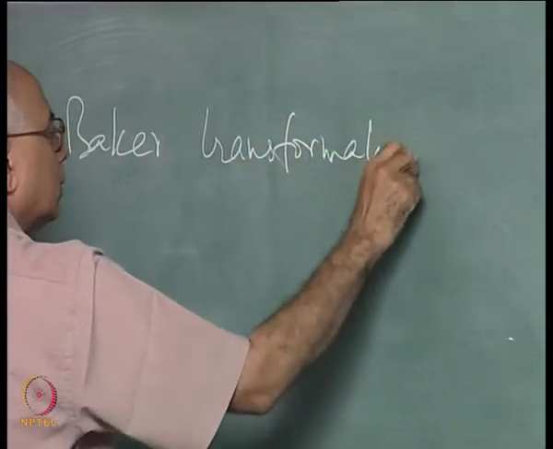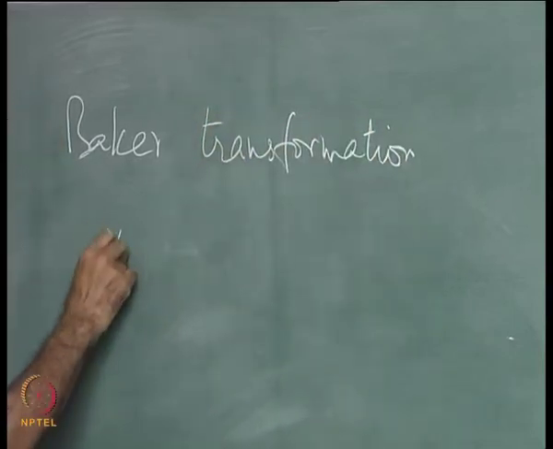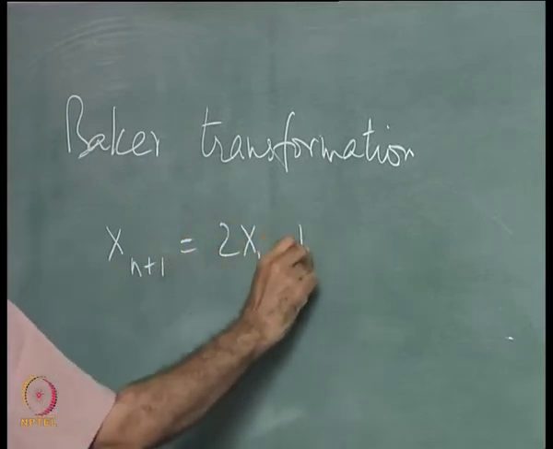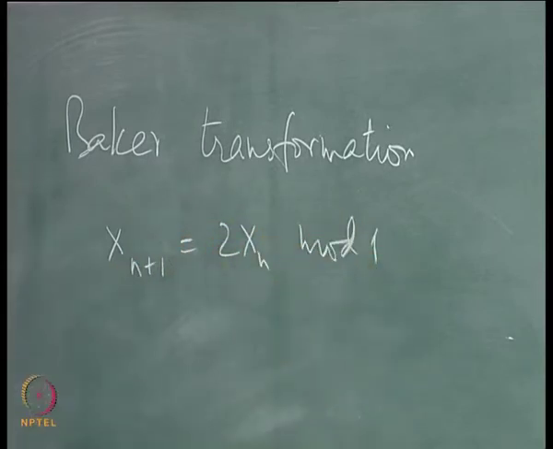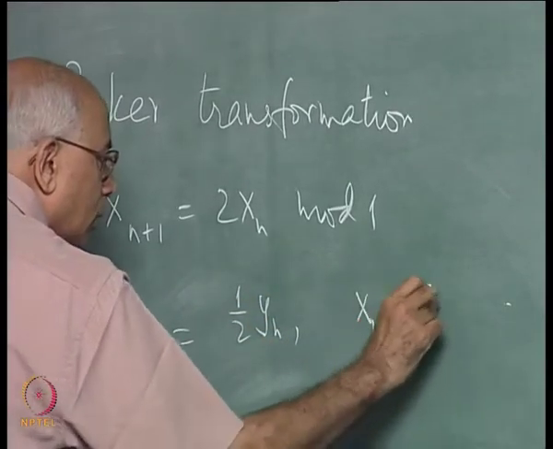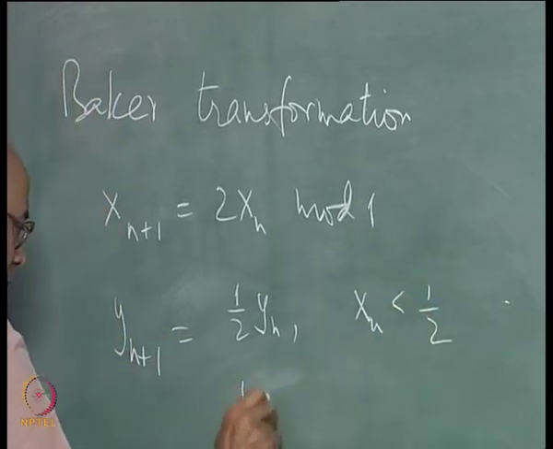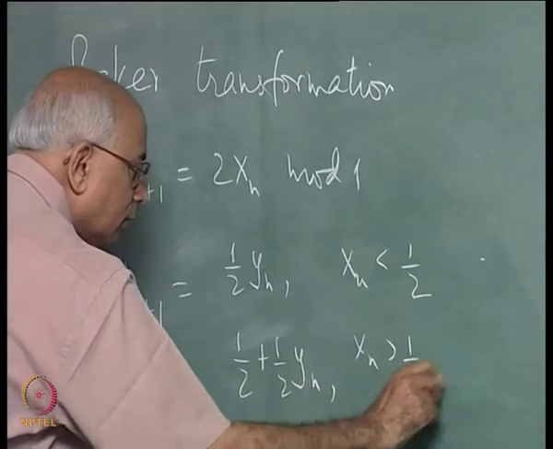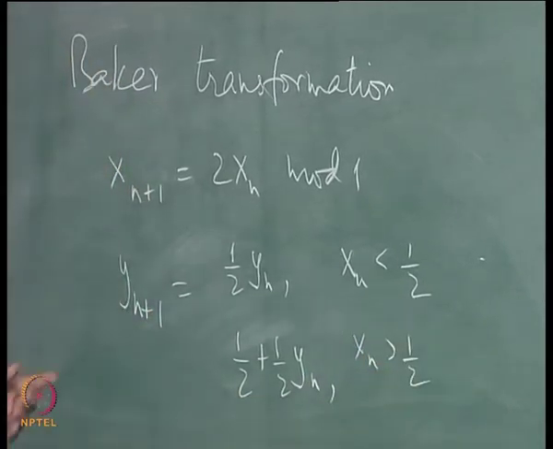This started with Xn, and Xn+1 was equal to twice Xn modulo 1. So you stretched in this direction, and Yn+1 was equal to 1/2 Yn if Xn was less than or equal to a half, and it was a half plus a half Yn if Xn was greater than a half, in the unit square. And we saw this is an invertible map, so the number of pre-images for any point is equal to 1.